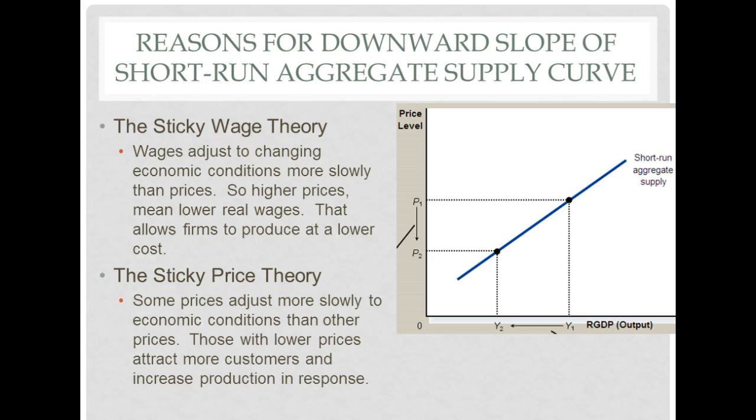So the restaurant that isn't able to adjust its price, when those prices rise, that other restaurant becomes much more expensive. And so more people will come to the lower priced restaurant, and therefore more RGDP is produced. Okay, that one's not quite as important as the sticky wage theory. And I would encourage you to review these two once or twice. The really important part is to understand that in both cases, the reason the supply curve slopes upwards is because some prices and some wages don't adjust instantly to changes in inflation.